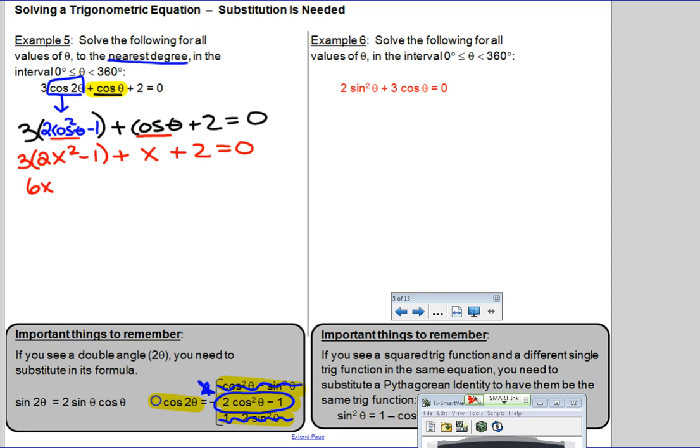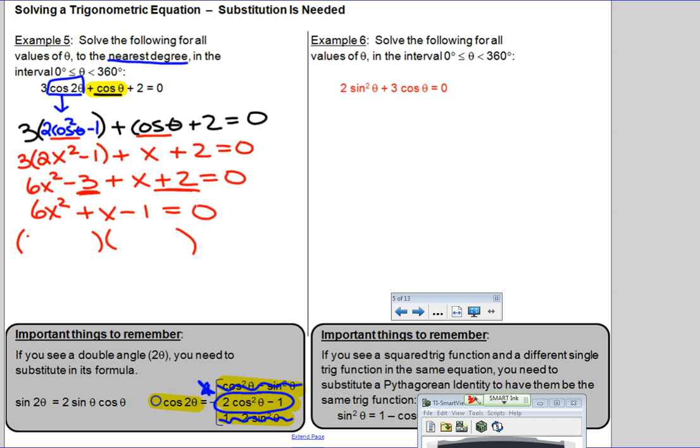So distributing. Combine like terms. This guy and that guy are like terms. All right, and at this point, we can either do the quadratic formula or we can factor. Now, it says to the nearest degree, so sometimes that scares me when it's one of these because it's possible that at this point it can't factor and I have to use the quadratic formula. But let's try factoring first. You would do the AC method like normal. I'm going to do it by the guess and check method.